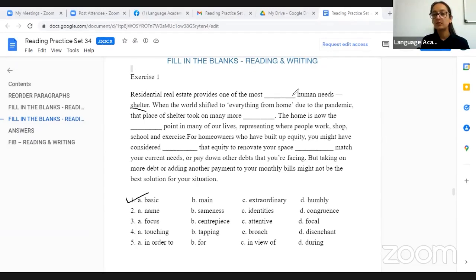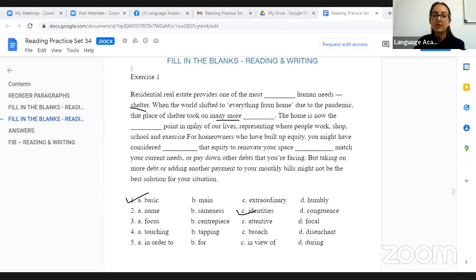Am I audible enough to all of you? All right. When the world shifted to everything from home due to the pandemic, that place of shelter took on many more dash. So with many more, the answer has to be plural. When we look at the options, name, sameness, identities, and congruence, there was only one plural option, which is identities. The rest, all of the options are singular. So yes, identities would be the answer, even if we don't understand the meaning, which we cannot really do in the exam for each and every blank. We have to be quick, we have to be using shortcuts. So with many more will come a plural answer, and that is identities here.